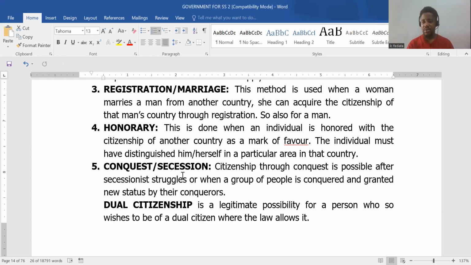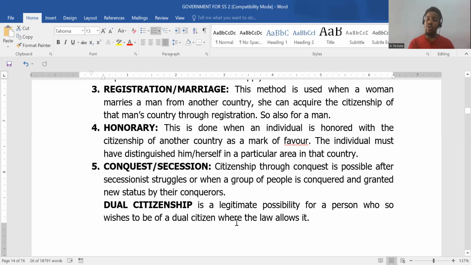So because you are conquered, you now become a citizen of that country that conquered you. Now, secession, or when a country pulls off, right? Let's say Biafra pulls away from Nigeria and becomes a country of its own, and it now gives citizenship. Members of the so-called Biafra who were once Nigerians can now apply for Biafran citizenship in their host country, or they become citizens by conquest or secession.